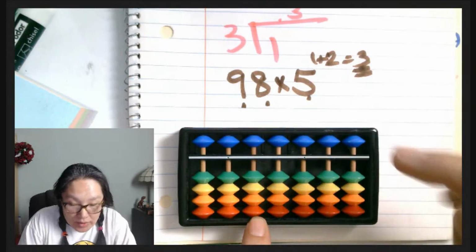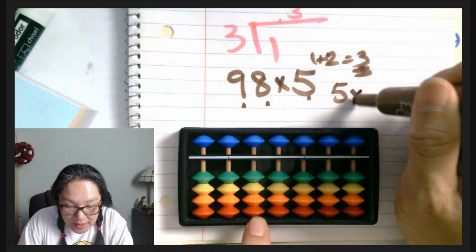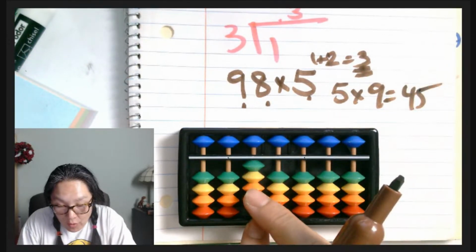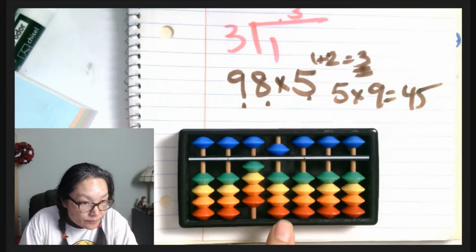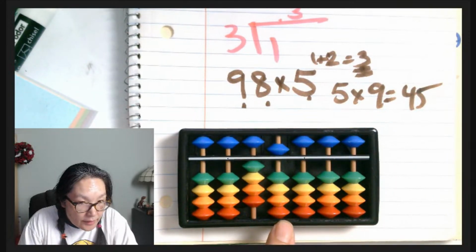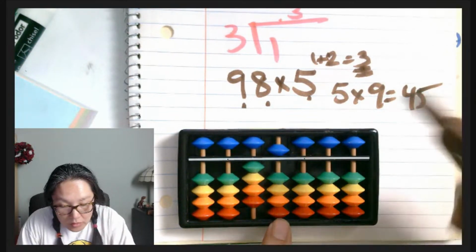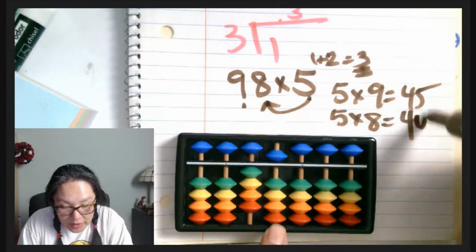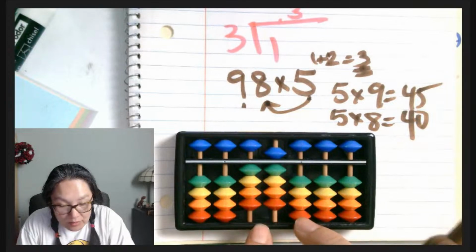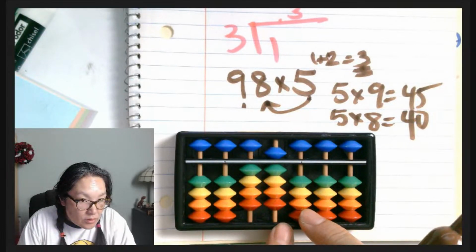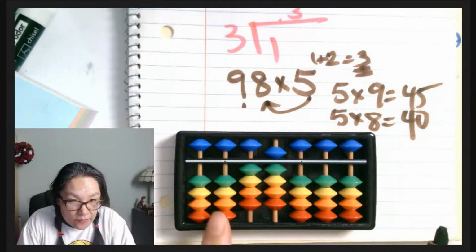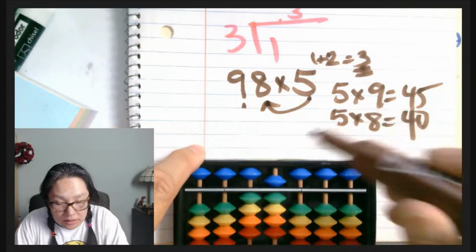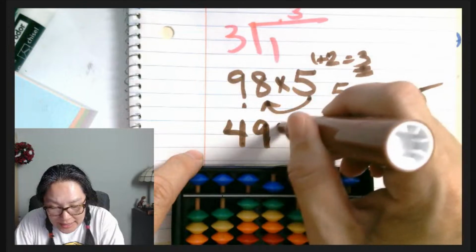Okay. So what's going to happen is 5 times 9 is equal to 45. So I had 4 and I had 5. And then what are we going to do? We got to do 5 times 8 is equal to 40. So I had my 4 and I had my 0. So my final answer is 490. Does that make sense, Corey? 490.